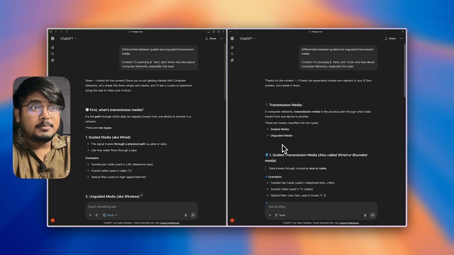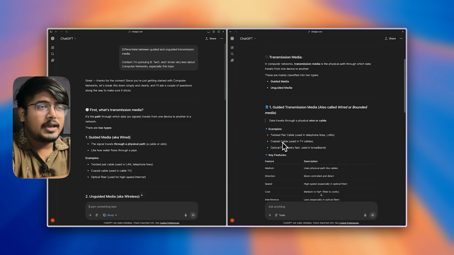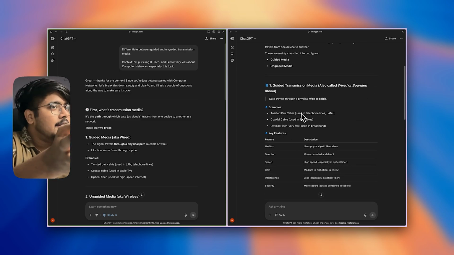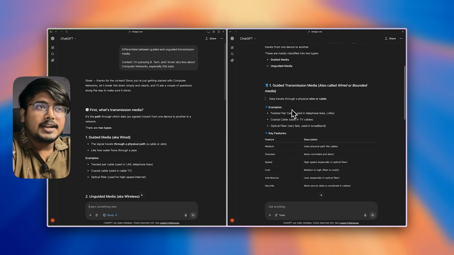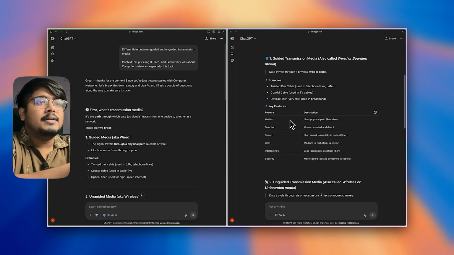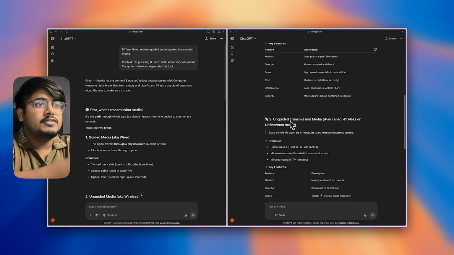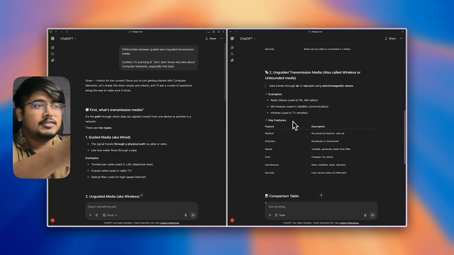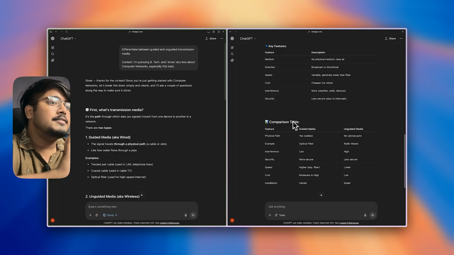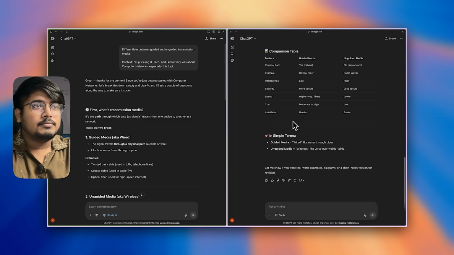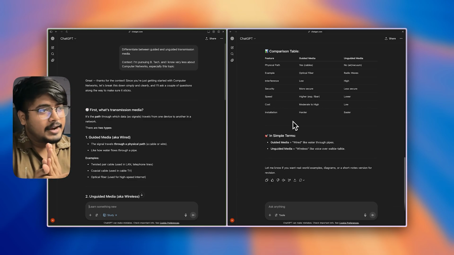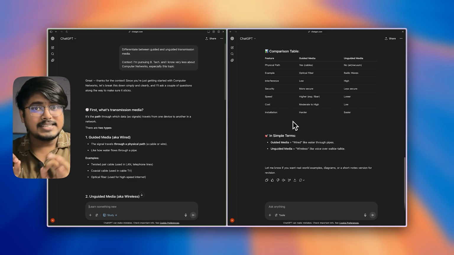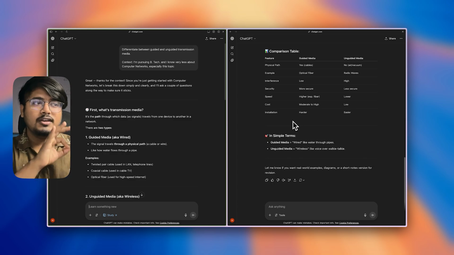Now in both situations, what I found is that it first told me what transmission media is, then went straight to the topic, telling me what guided transmission is, giving me an understanding of it, examples, and the key features. Then it went straight to unguided transmission media, and the same for that as well. And there is a comparison table. I can say it's great because I have maintained the context. It's giving me good results so far.